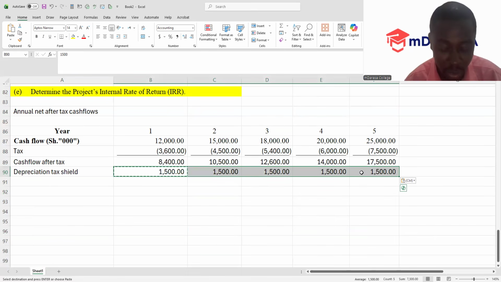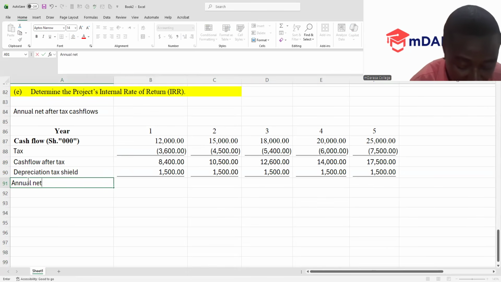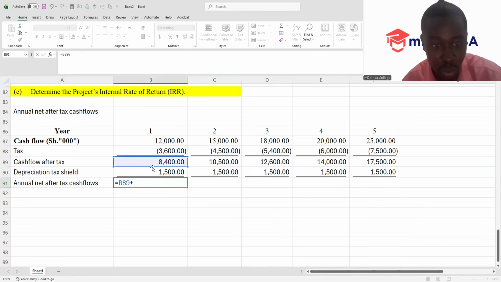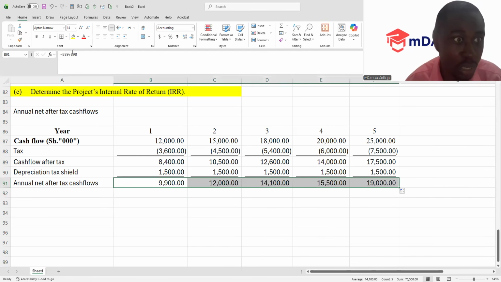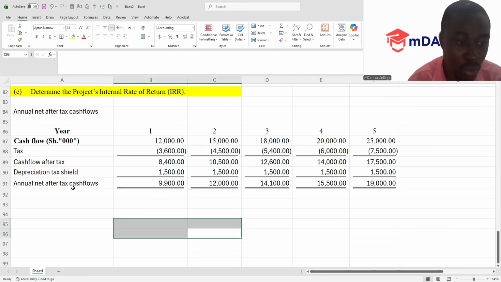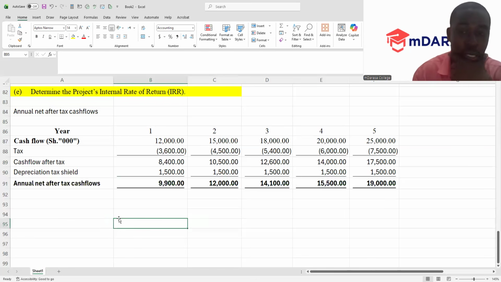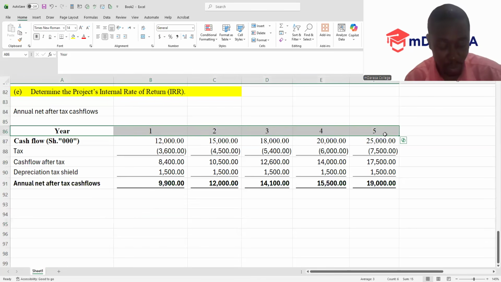So that when we talk about annual net after tax cash flows, we have the cash flows after tax plus the depreciation tax shield. And finally, this is what we should be having here. Very important to note: annual net after tax cash flows. Very, very important to note.